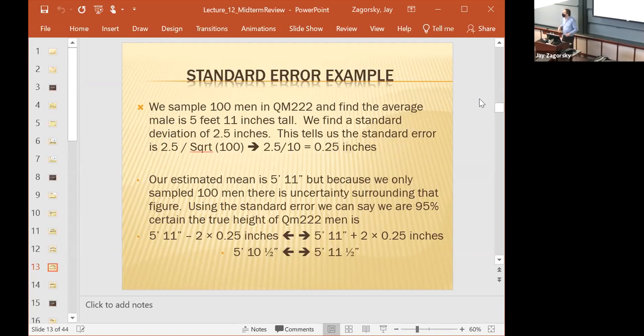Why would men in QM222 be taller than the average male in US society? By the way, this is true. If we sampled men in QM222, we would find larger heights than the average in US society. There's actually a couple of reasons. Anybody?